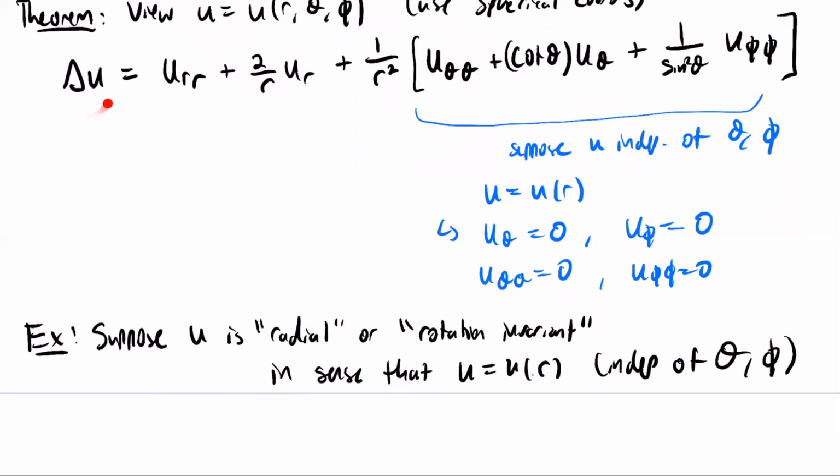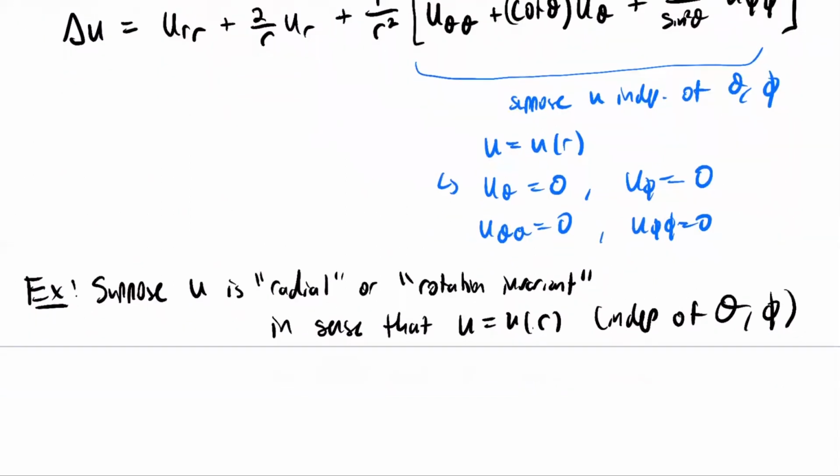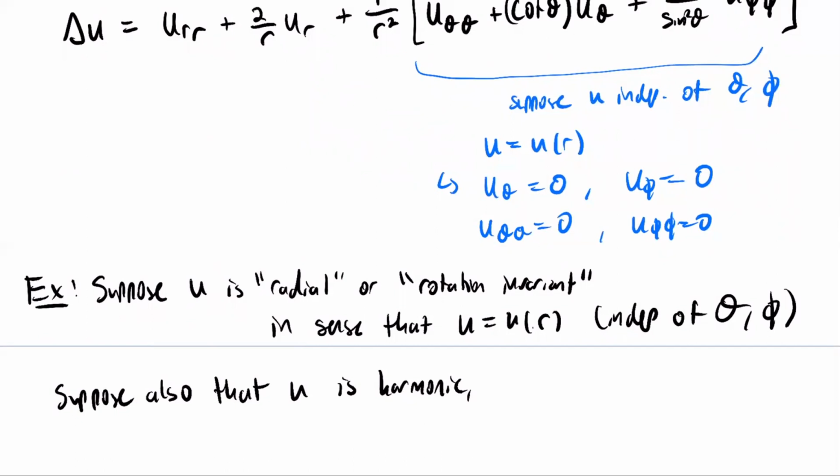Well, if I take the Laplacian of U, we're only going to have two terms here, and they're both just one variable derivatives with respect to R. And so we're going to be able to calculate the solution, right? So suppose also that U is harmonic. Right, so the Laplacian of U is equal to 0.